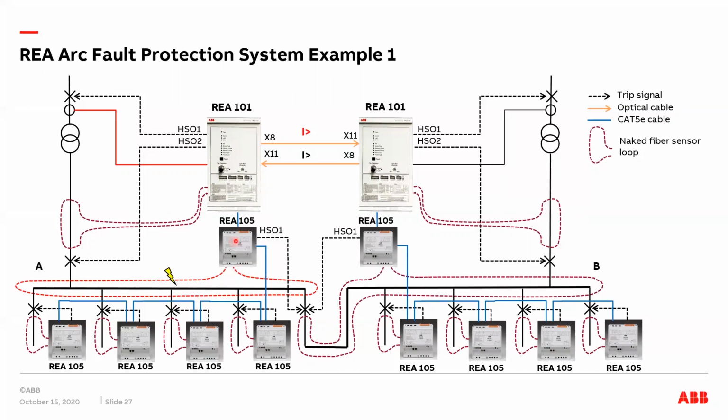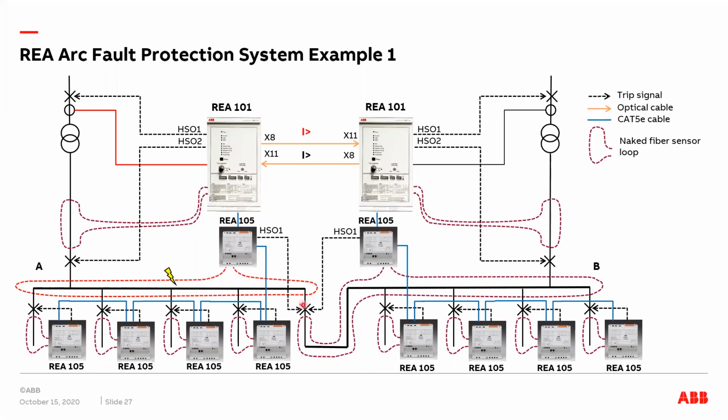Here, these REA 105 units that are monitoring busbar sections are configured, via this cable, to set the light indication to the main unit. So the main unit trips if it detects overcurrent simultaneously. And every time the main unit trips, it also forces the connected REA 105 units to trip.